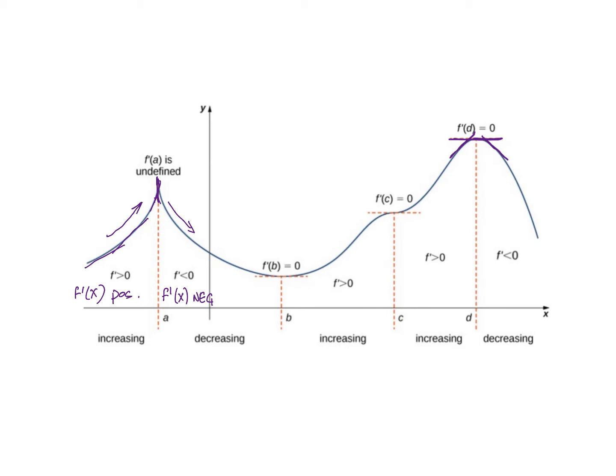Now let's look at B. If we look at B, we have a negative slope or decreasing function on the left side of B. So that means f prime is going to be less than 0, or f prime of x is going to be negative. And then on the right side, it's increasing. And so f prime is greater than 0, or f prime of x is positive.